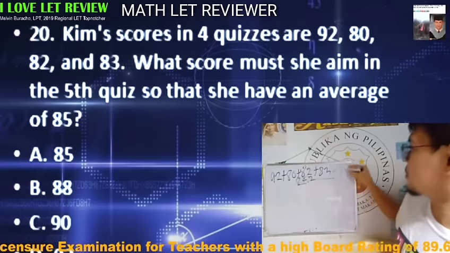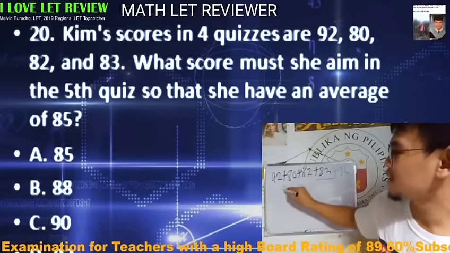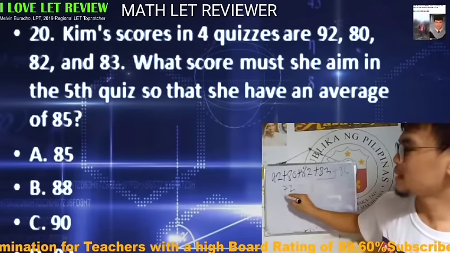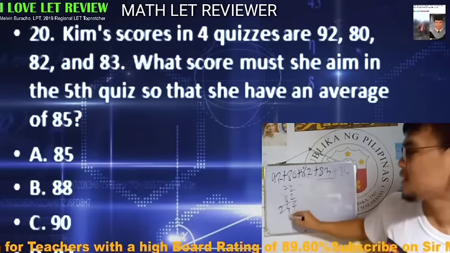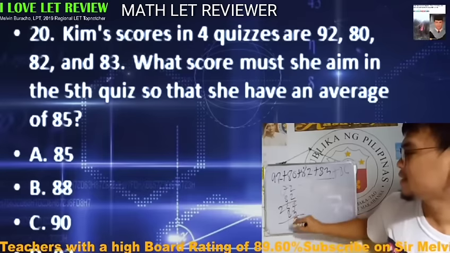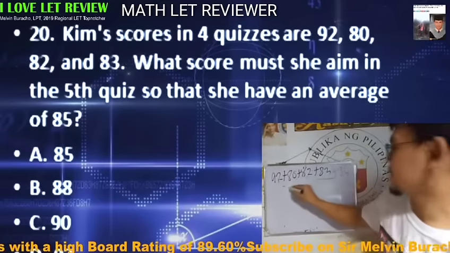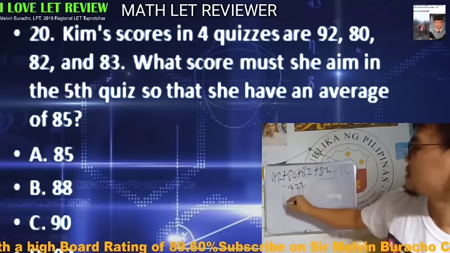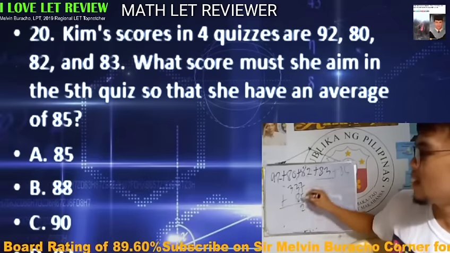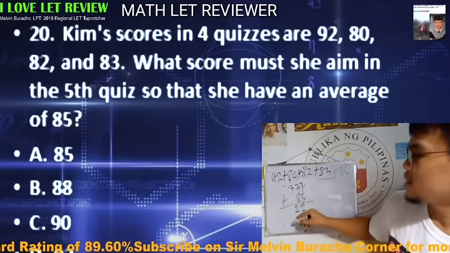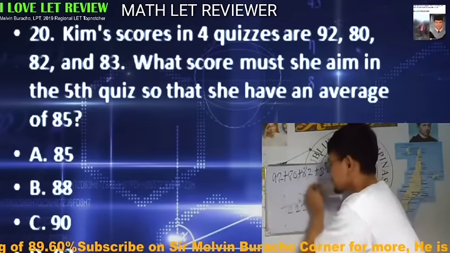Okay, 85. So, 92 plus 80, that will yield 172. Plus 82, that will yield 254. Plus 83, that will yield 337. Plus 85, that will yield 422. Now, how many numbers did we add? 5. So we have to divide this by 5.